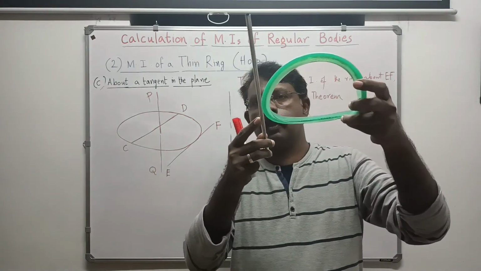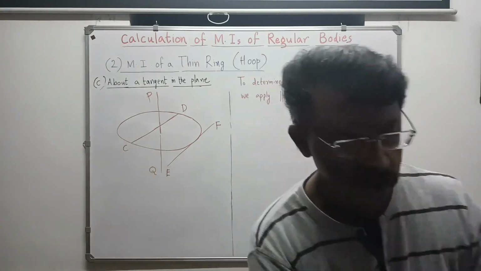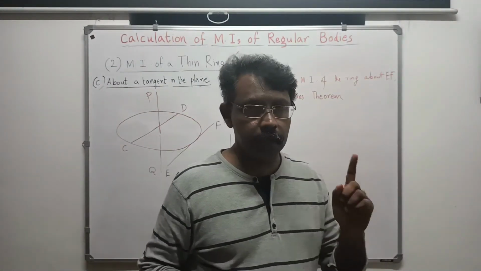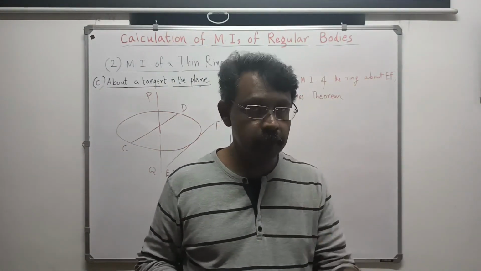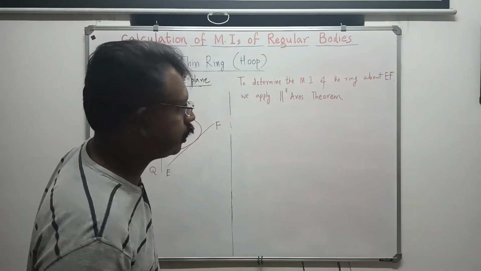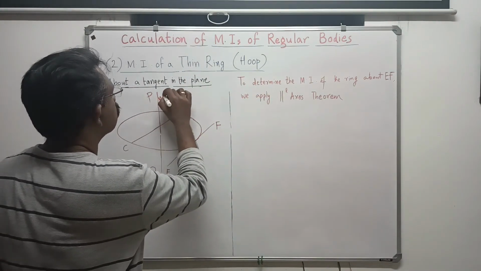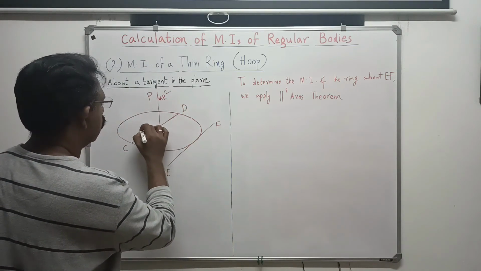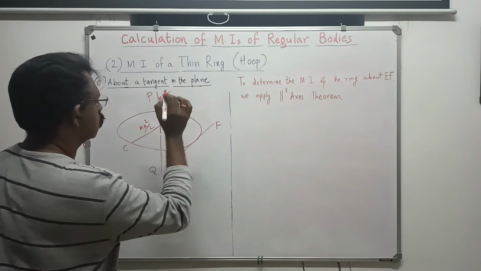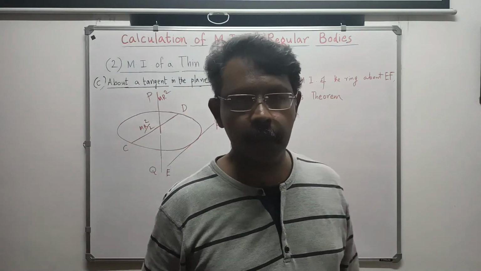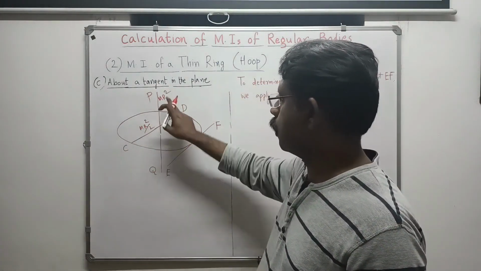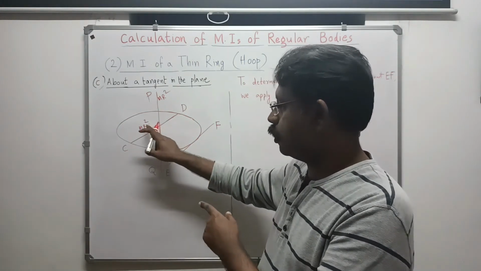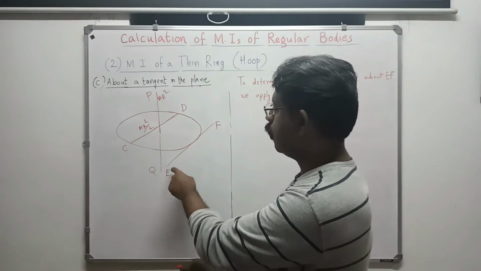Okay, so what we know is the moment of inertia of this ring about PQ, which we have already found to be mr squared. About this diameter we have found it to be mr squared by 2. This is what we know. Now about this diameter we have already determined mr squared by 2. Now we have to find out about this one.